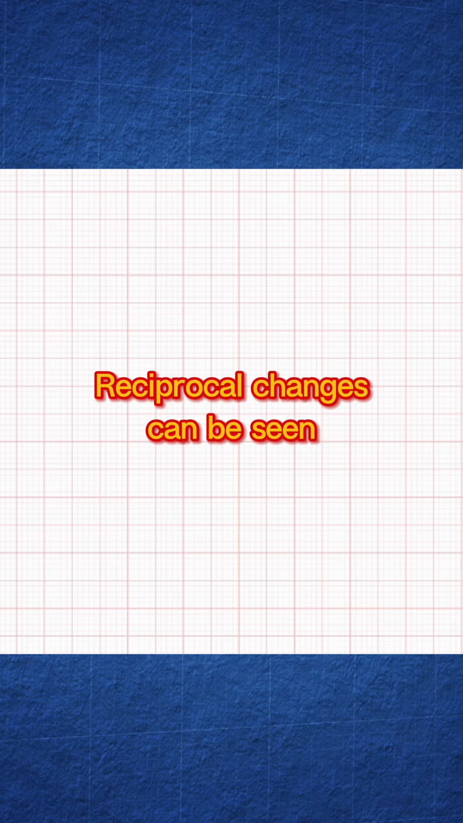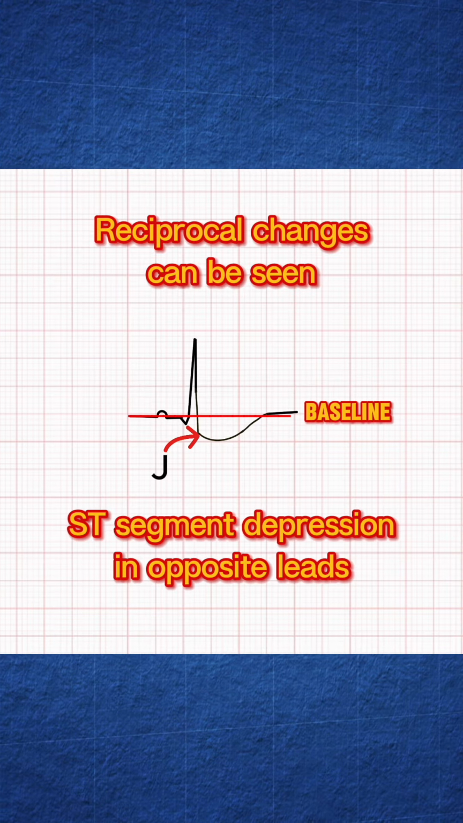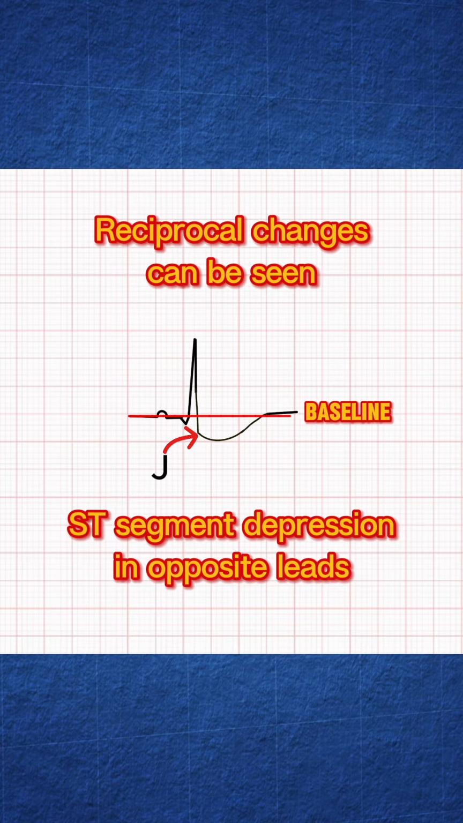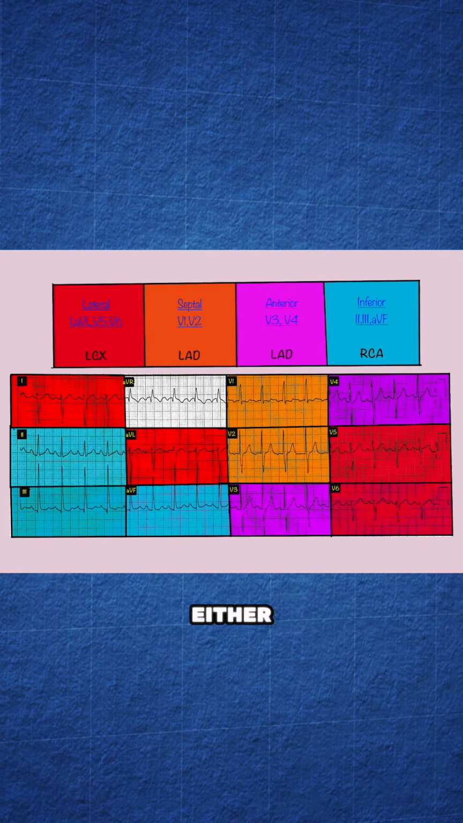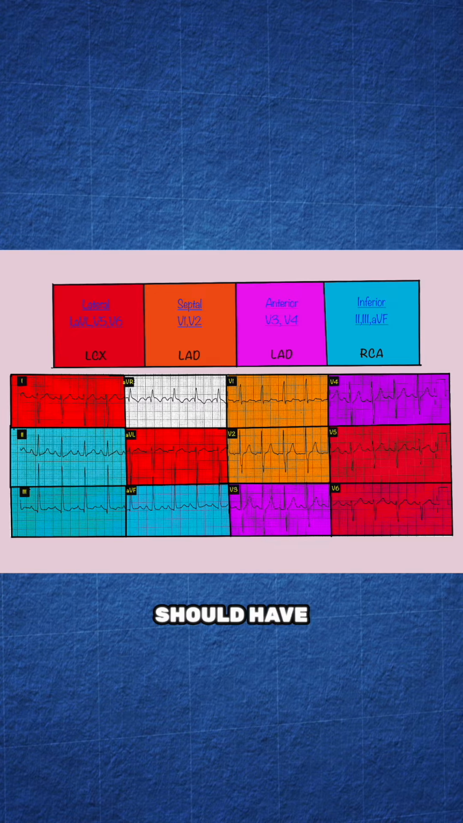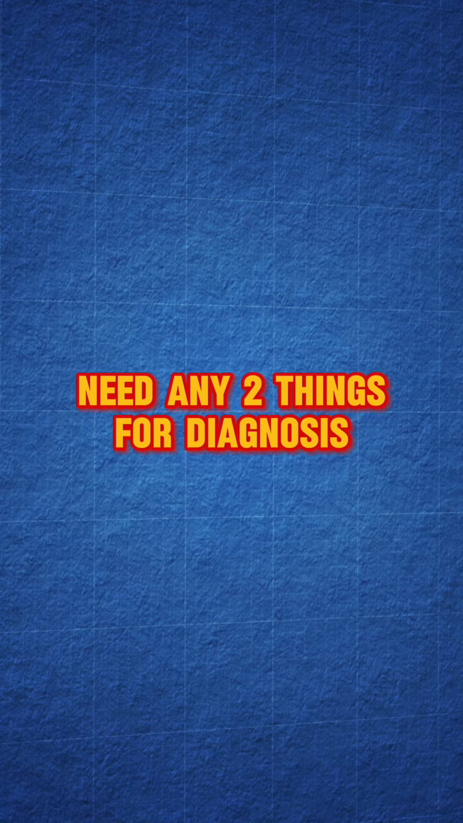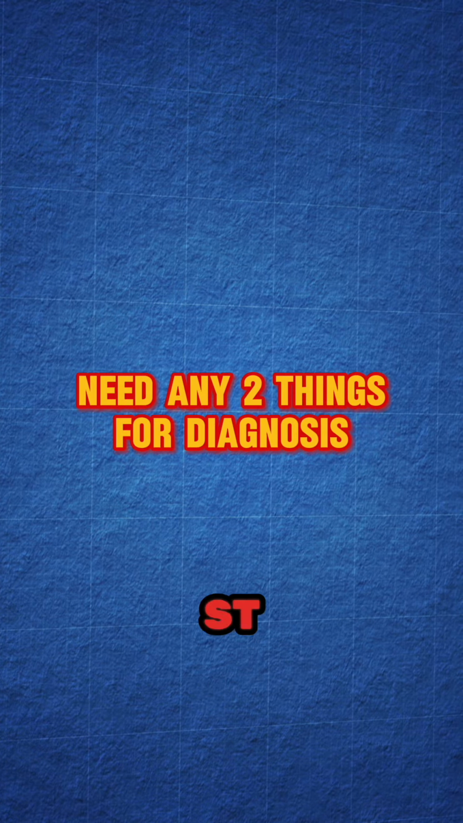Also, there are reciprocal changes, which means ST segment depression in the opposite leads. Like if ST segment elevation is there in the anterior leads, either lateral or inferior leads should have ST segment depression. Now, we need two out of the three things to diagnose ST elevation MI.